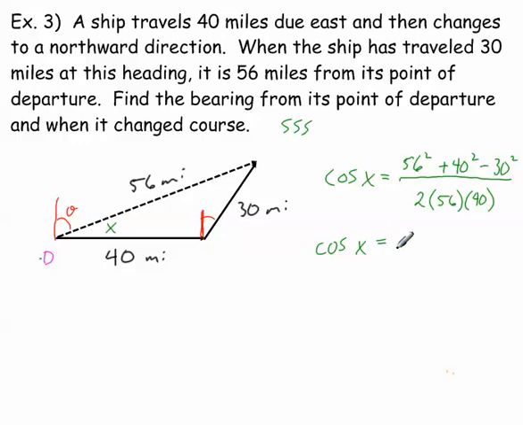This top will come out to be 3836. And 2 times 56 times 40 is 4480. And when I inverse cosine that, inverse cosine of 3836 over 4480, I get approximately 31.1 degrees. So that is this angle right here.